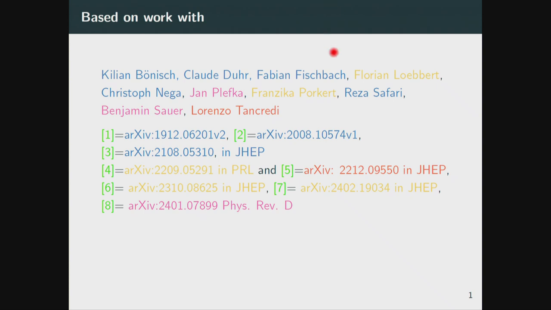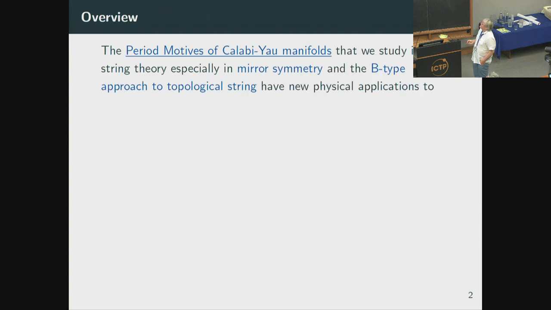But it's basically divided into three topics. The blue ones are about quantum field theory. Then this red one is also quantum field theory. This one is more like an application to a Yangian symmetry problem that comes from AdS/CFT. And the last one is about the scattering of black holes. So the idea is basically that period motifs and Calabi-Yau manifolds we have studied a lot in string theory, in particular in mirror symmetry in the B model, and so we know a lot about them, and we realized that they have new applications to these problems in amplitudes and Feynman graphs.